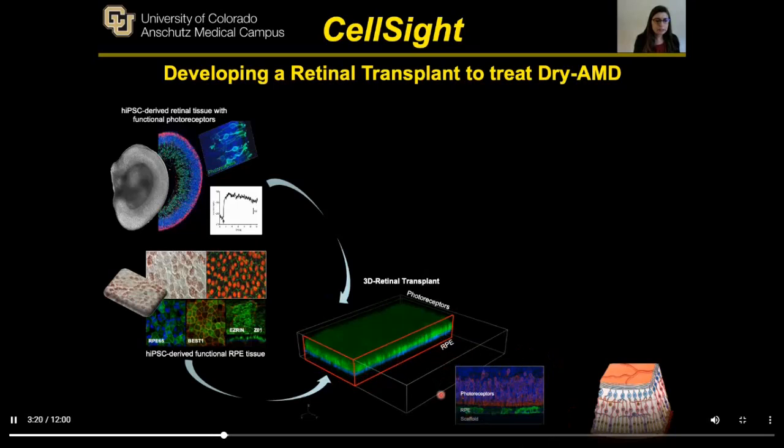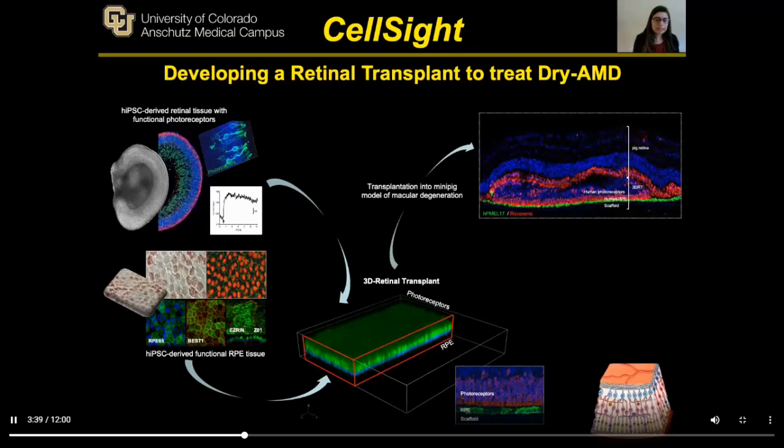And over here, this image is a close-up of a section of one of our retinal transplants, where again you can appreciate the outer nuclear layer with very nicely organized photoreceptors and the underlying RPE tissue.